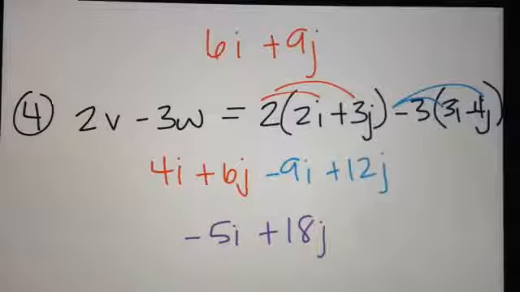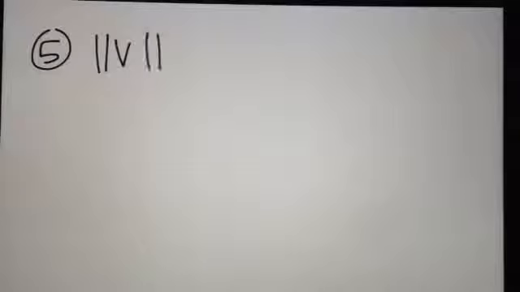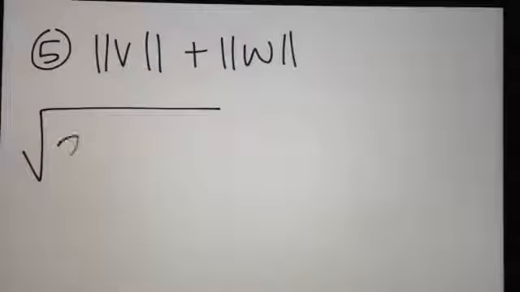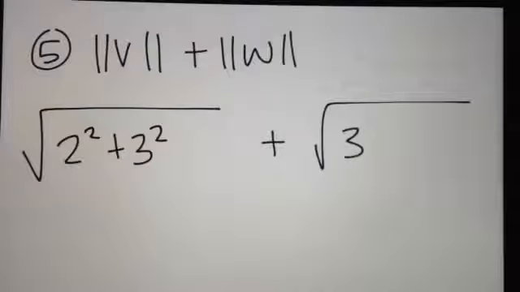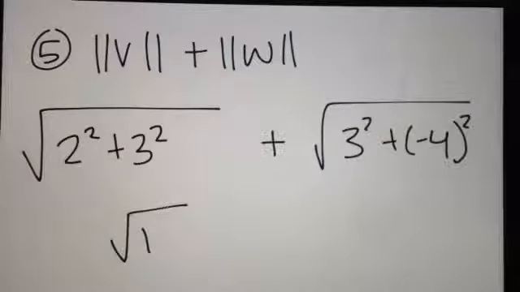That's how it works. I also want to do a couple more that have to do with operations with the magnitude, because these are the ones that students tend to get wrong. Let's say we're saying the magnitude of v plus the magnitude of w. The magnitude of v is going to be the square root of 2 squared plus 3 squared. The magnitude of w is going to be the square root of 3 squared plus negative 4 squared. And so 2 squared plus 3 squared is 13, right? 4 plus 9 is 13.